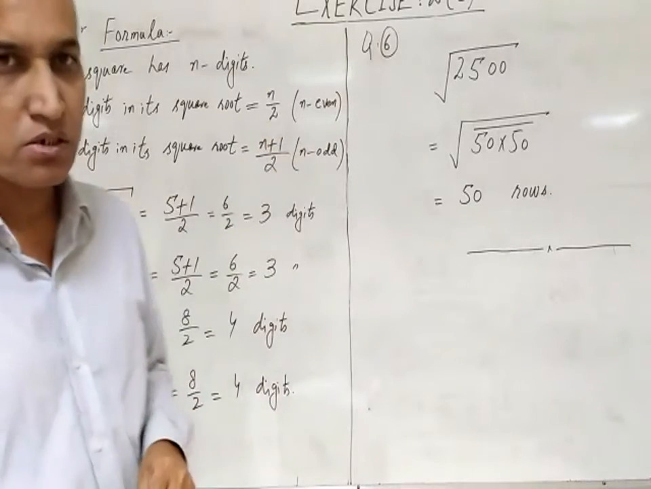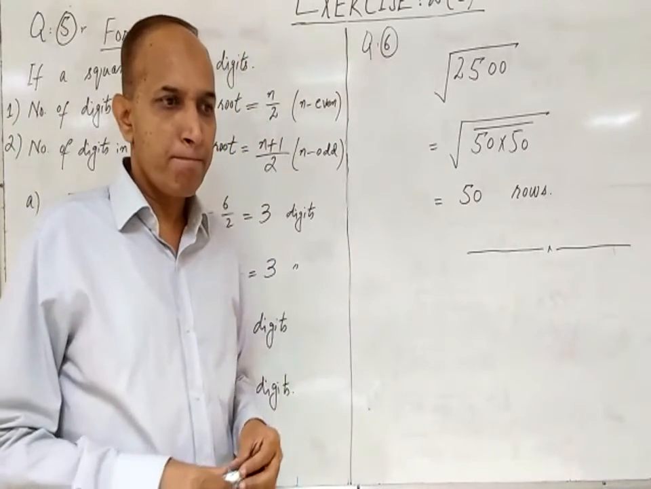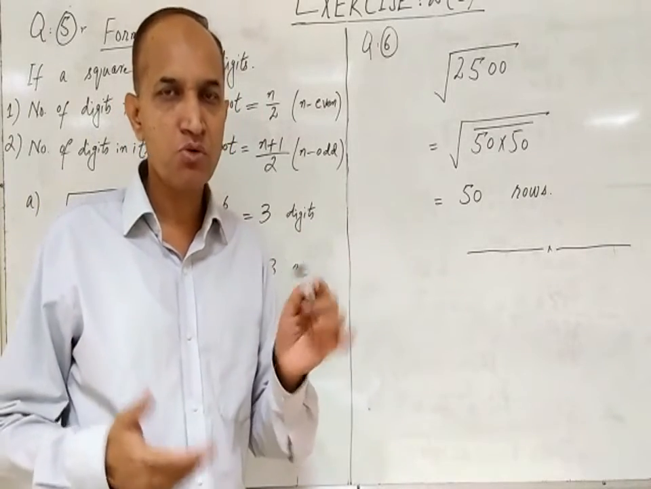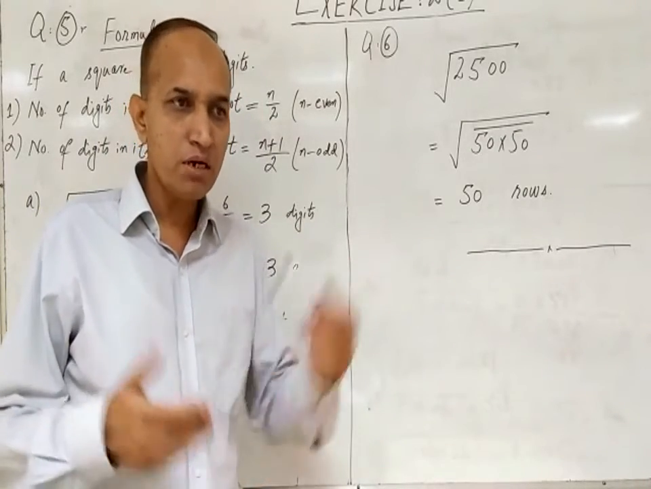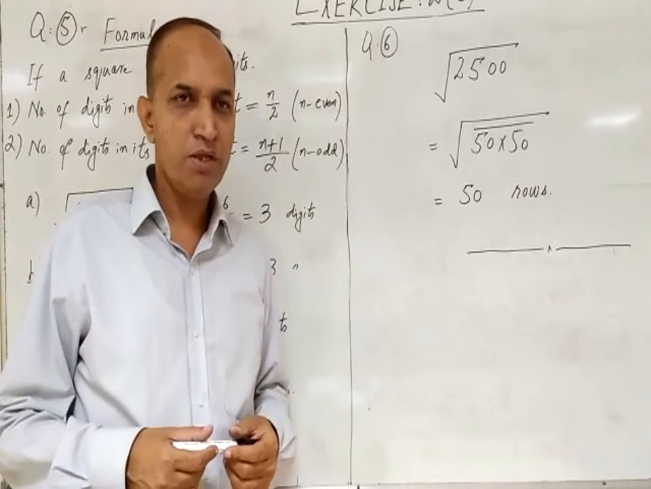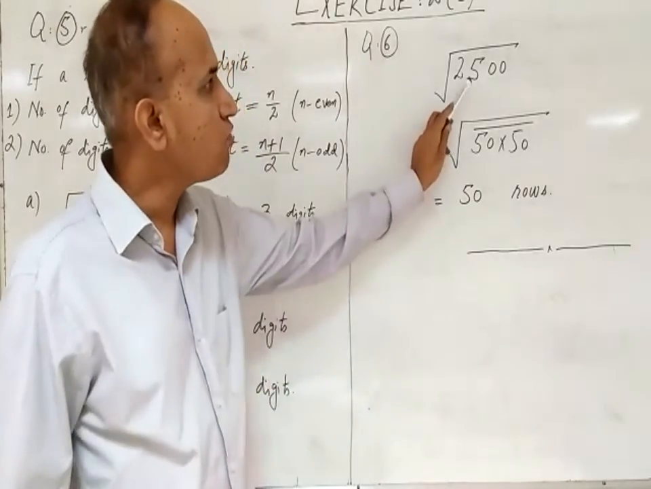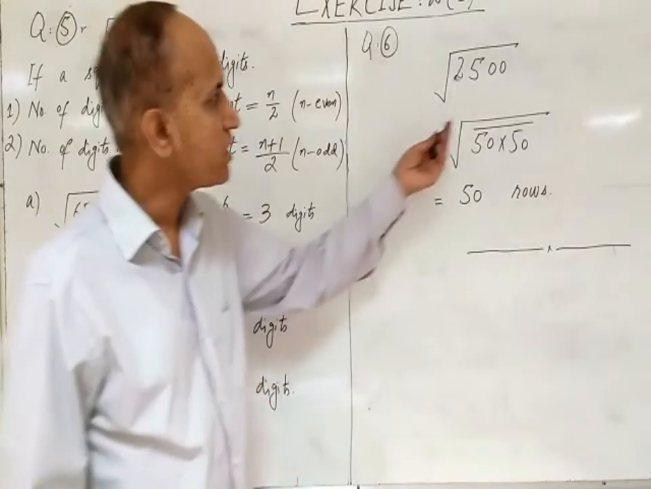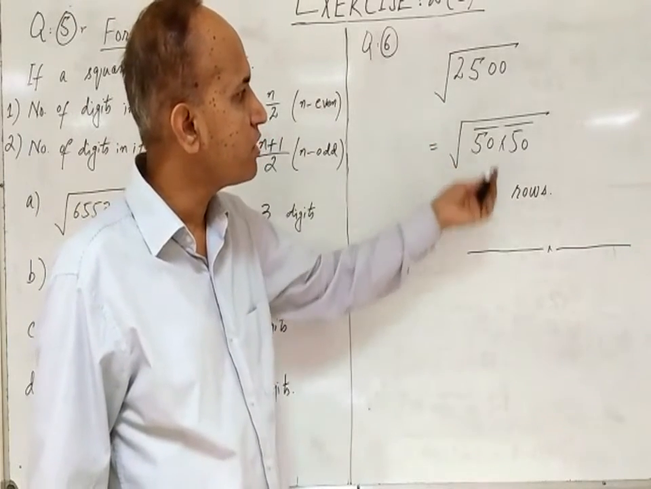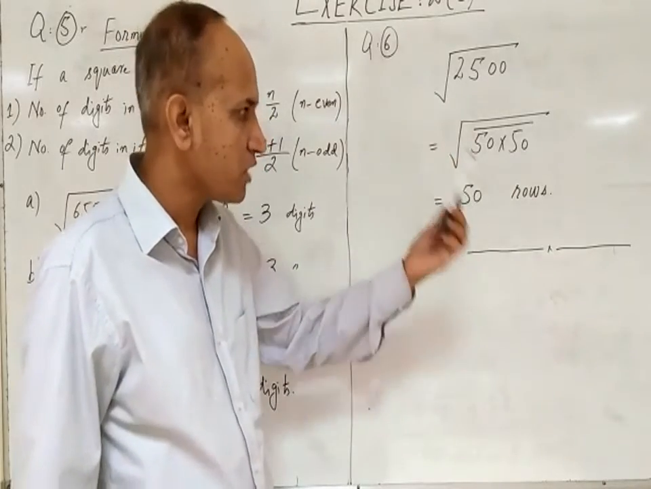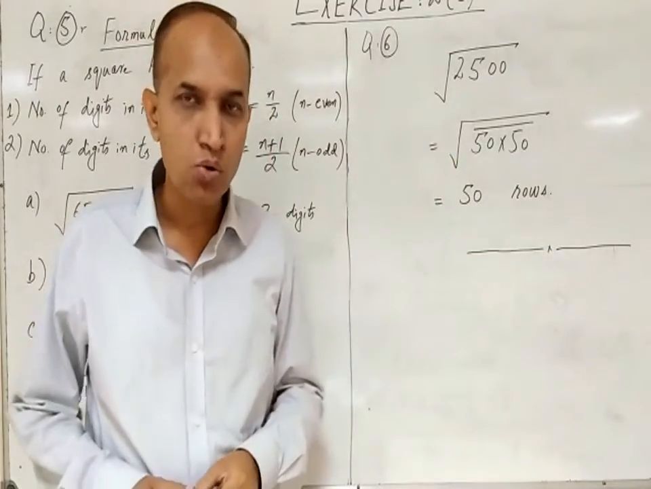In question number 6, we are given that soldiers are standing in a square position. So we have to find the number of rows in that square. So how can we find? We have to find the square root of 2500. So we see that 2500 is equal to 50 into 50. So the square root is 50. That will be the answer. So 50 rows.